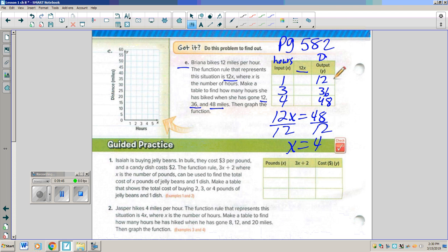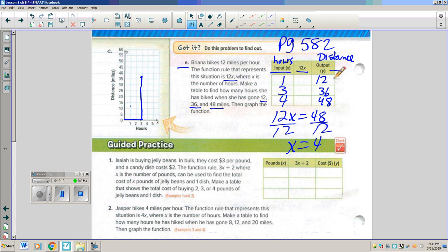You have your hours, you have your distance. Now you graph your results. Hours is x, output is y. So going over to the chart on the left side of the page, over 1, up 12, put a dot. Over 3, here's 3, go up 36. It's okay if you draw lines for right now. Put your dot right there.